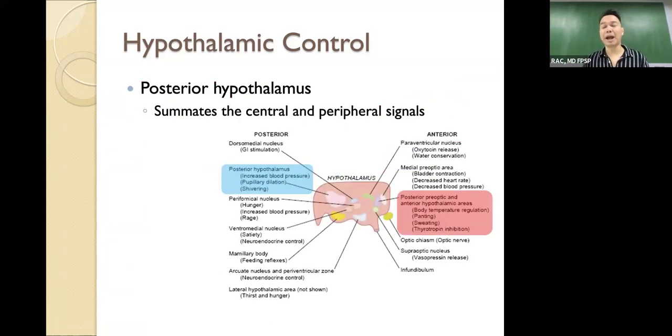Now, take note that the posterior hypothalamus makes central and peripheral signals. So both of these nuclei, or regions in the hypothalamus, communicate with each other so that the appropriate response will be elicited. Now, the posterior hypothalamus has a more, shall we say, central role because its function is to integrate all central and peripheral signals, so that an appropriate response will be elicited.